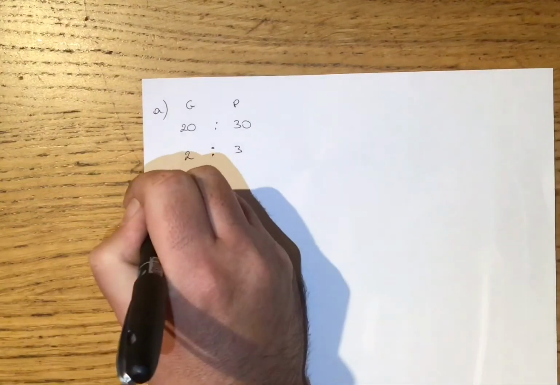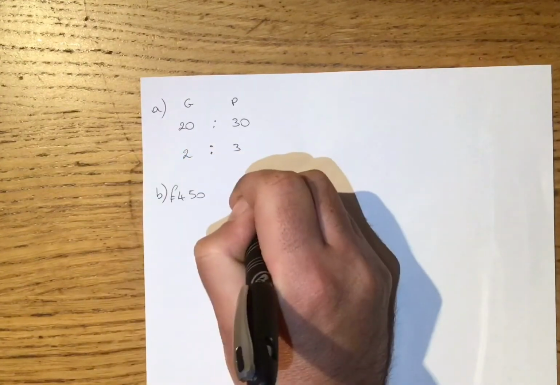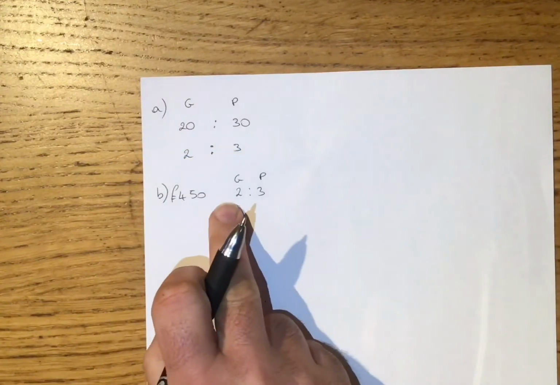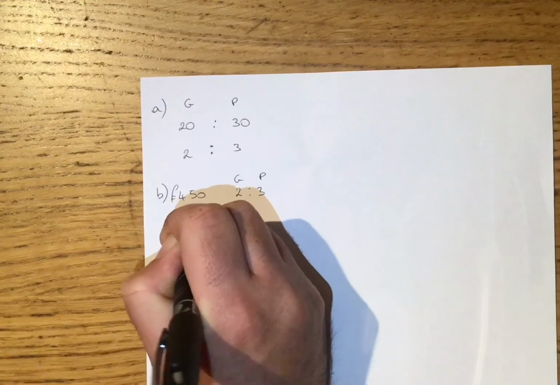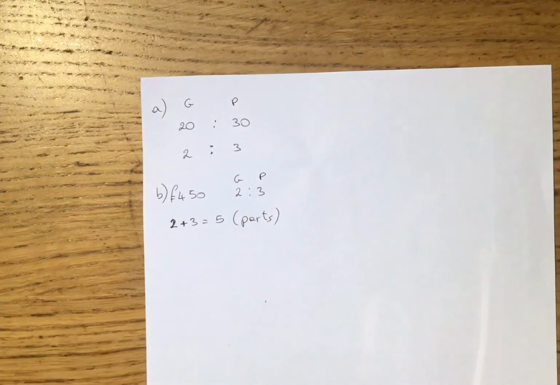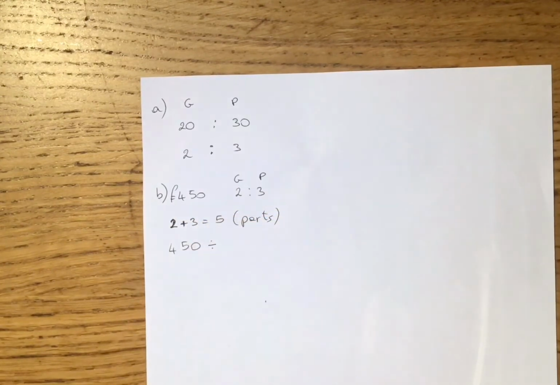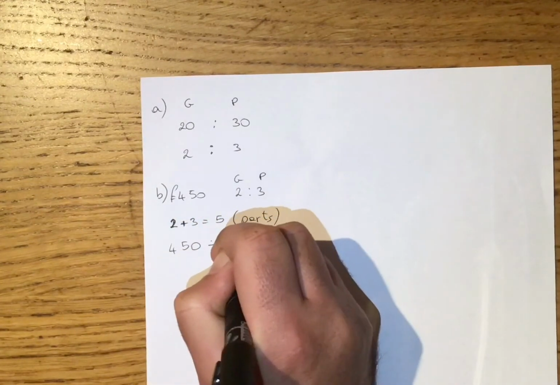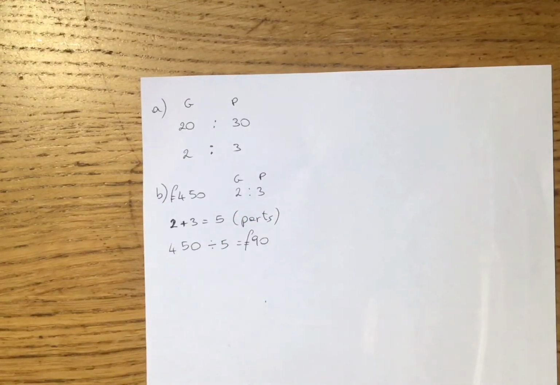Part B asks to share £450 in the ratio 2 to 3. This is for Gregor and that's for Peter. First of all, we need to work out how many parts there are. So 2 plus 3 is 5. There are 5 parts altogether. Now let's work out how much 1 part is worth by dividing the amount we're going to share by the number of parts. That's £90. So 1 part is worth £90.